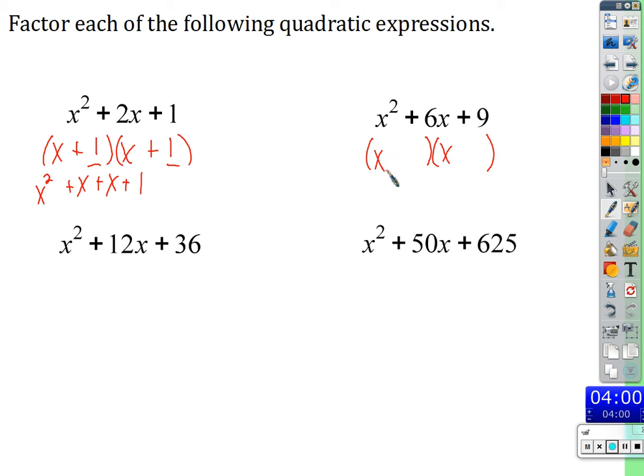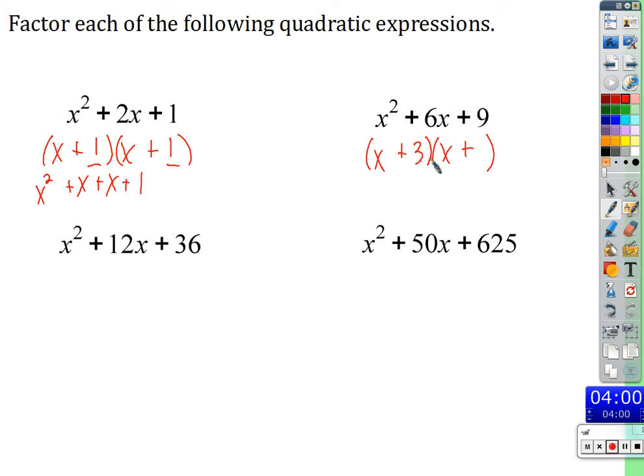An x and an x, our x times x is x squared. We're also going to multiply a number by another number to get 9. That could be 1 times 9, right? That's 9. Is that right? Why not? I got 9. Why isn't it right? They don't add to 6. They would add to 10. So if this is x squared plus 10x plus 9, that would work, but it's a 6. So not 1 times 9. What else multiplies to 9?